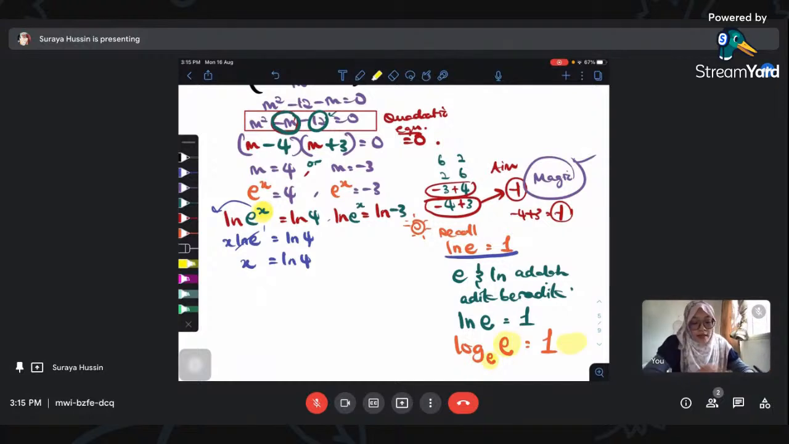Sebab tu dia 1. But we didn't put, kita tak tulis log base E selalu, tak. Kita terus faham log base E sebenarnya adalah 1. Kita memang dah mengikut sahaja term yang sepatutnya. Log base E adalah ln. Therefore just keep using ln sahaja bila bertemu dengan E.